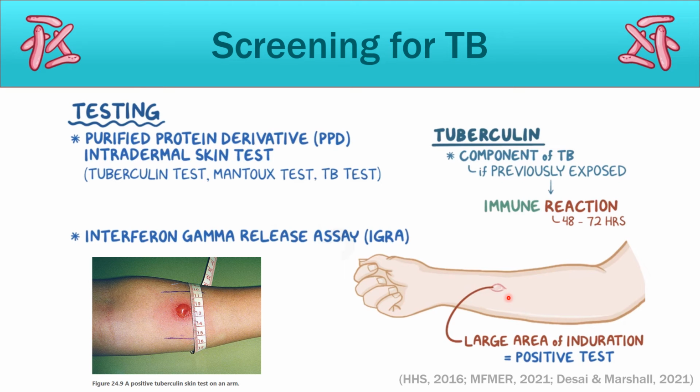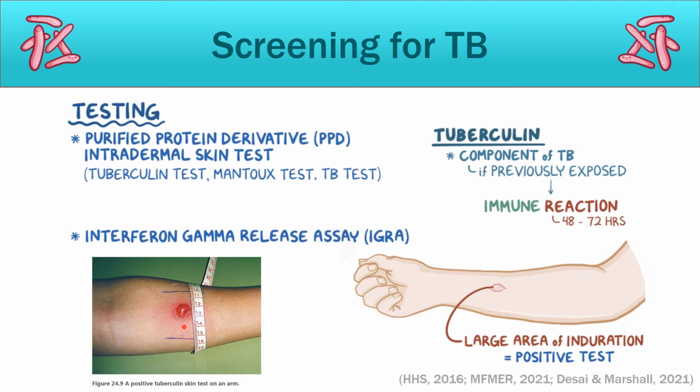Tuberculin is actually a compound of the bacteria. And if a person has been previously exposed to tuberculosis, the immune system will react to the tuberculin and produce a small localized reaction between 48 and 72 hours. If the reaction causes a large enough area of what's called induration or redness, as you can see in this live picture over here, it's what's considered a positive test. Now, a positive test, one needs to keep in mind, just means that the patient has been exposed to tuberculosis in the past. That doesn't mean that what they're currently experiencing is active or latent.